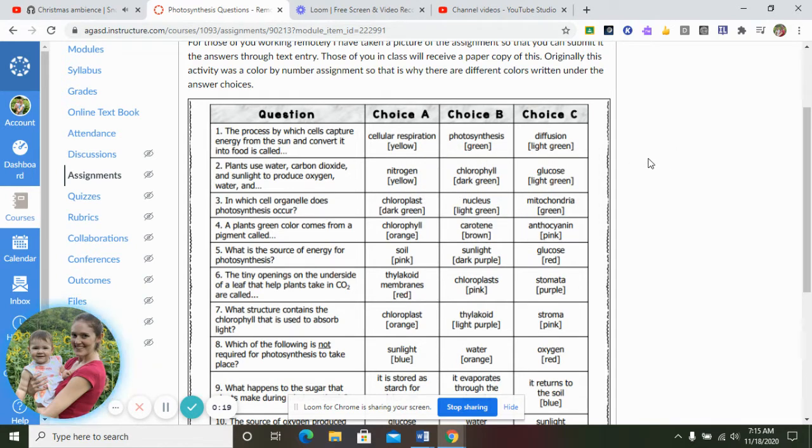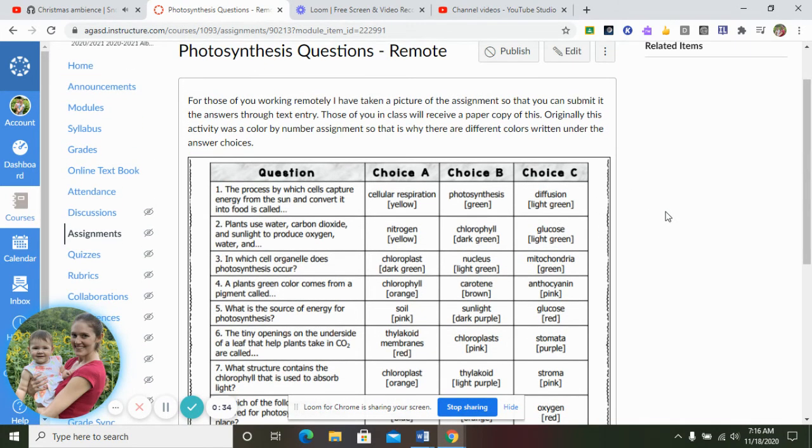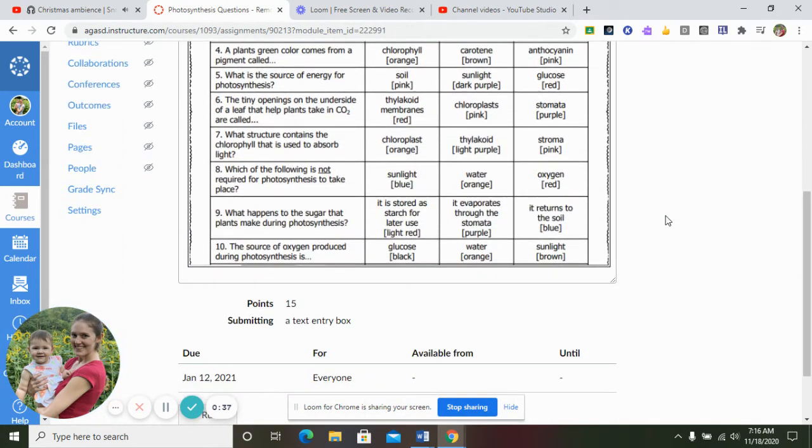Those of you who are doing this online are not going to worry about the colors. There's actually a second page to this where students are supposed to color a diagram, certain colors. But with you being remote, we're not going to worry about that. So basically, you're just going to go through, you're going to answer those 10 questions, and you're going to put it in the text box.